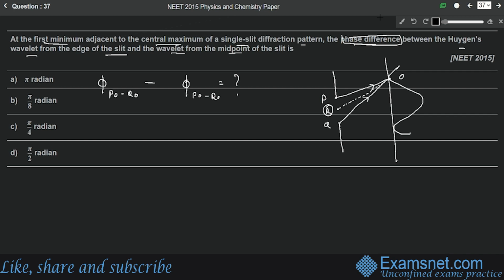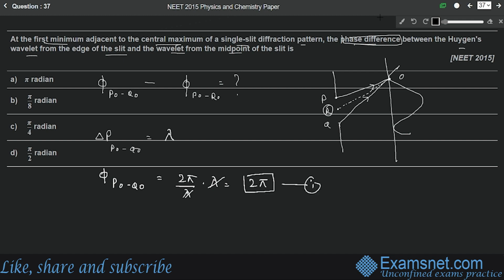So for the first one, we'll find the path difference. We know that the path difference between PO and QO will be equal to lambda, because a sine theta is equal to lambda. So what will be the phase difference? Phase difference between PO and QO will be equal to 2 pi by lambda into the path difference. So 2 pi by lambda into lambda, that means 2 pi. So for the first case, the phase difference is 2 pi.